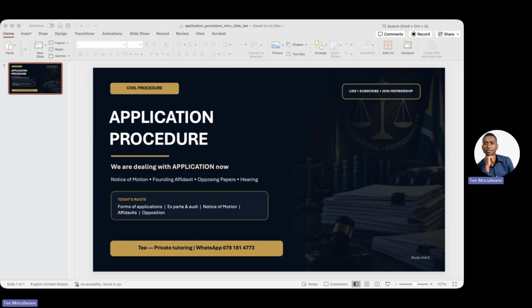After the answering affidavit, the applicant may deliver a replying affidavit. The replying affidavit is not meant to create a brand new case. It is meant to respond to new issues raised in the answering affidavit. The applicant must generally make their case in the founding affidavit. They cannot save important facts for reply just because they forgot to include them at the beginning.